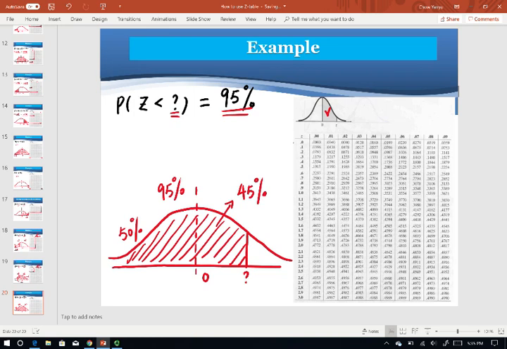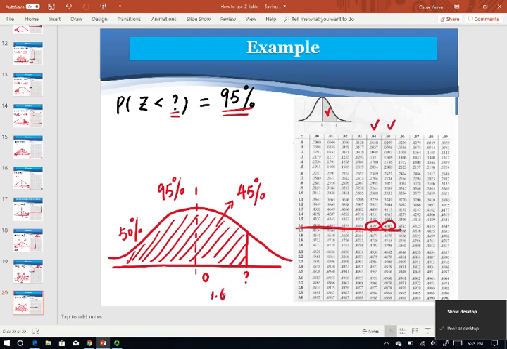And now let's look inside. Where is 0.45? We can find the closest to 0.45. Actually, we have two numbers, this one or this one. So you can use either one of them: 1.64 or 1.65. Either works. So this number will be either 1.64 or 1.65.